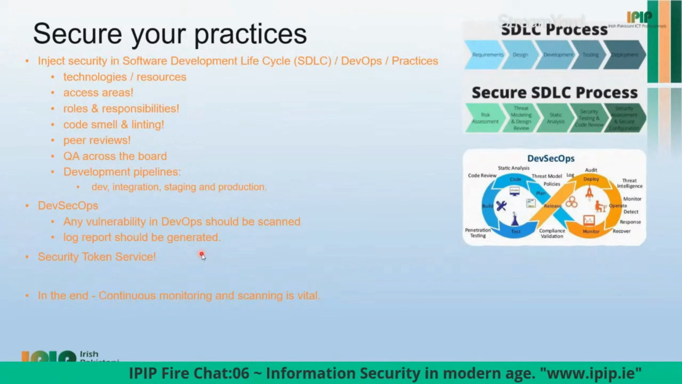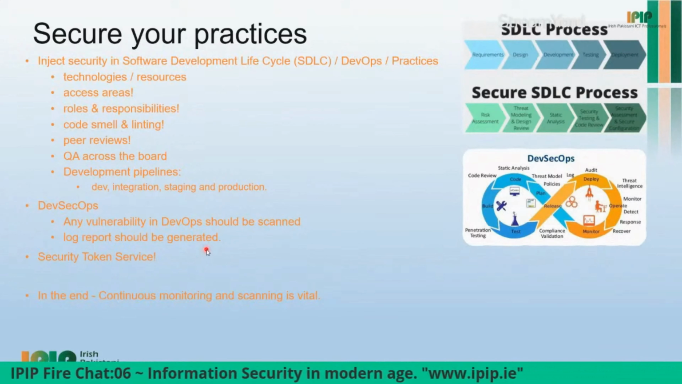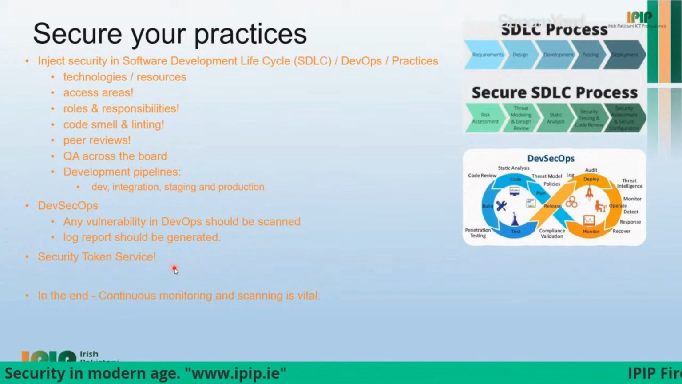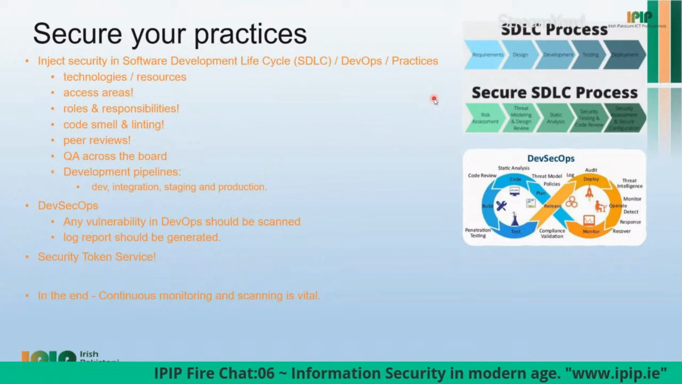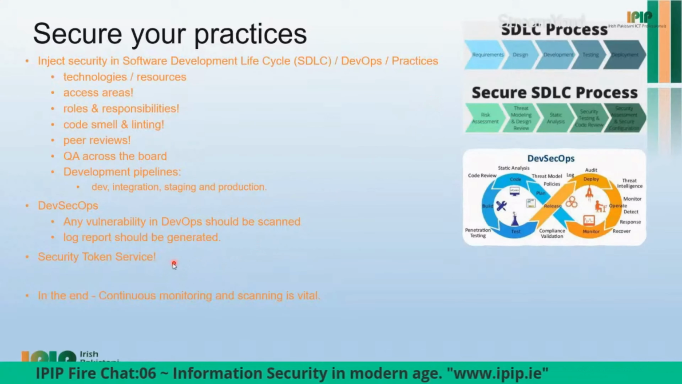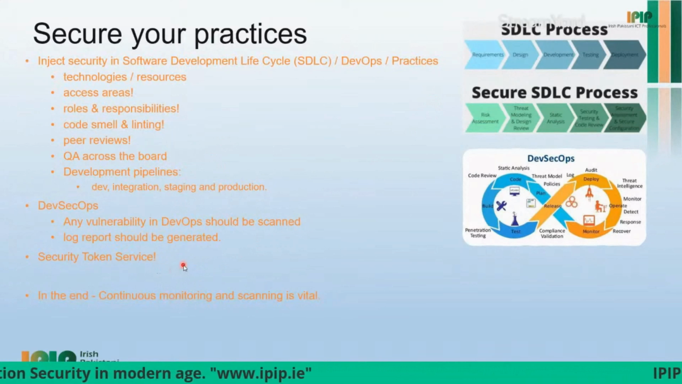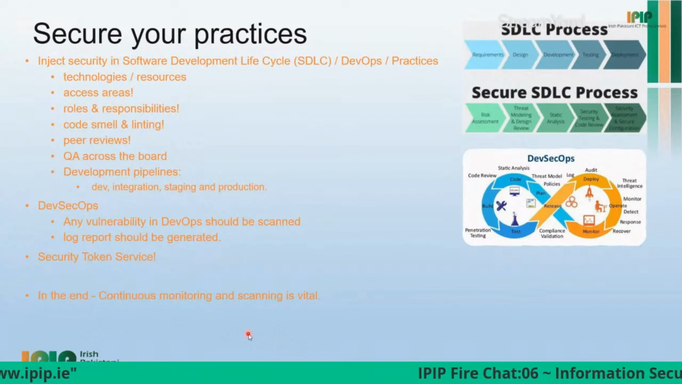If you are doing microservices, then make sure you're using a security token service, where you can use a UI to generate tokens and assign them to the different apps you are using in your organization. You can set the token validity and lots of other things if you use this token service. So in the end, I would say continuous monitoring and scanning is vital.